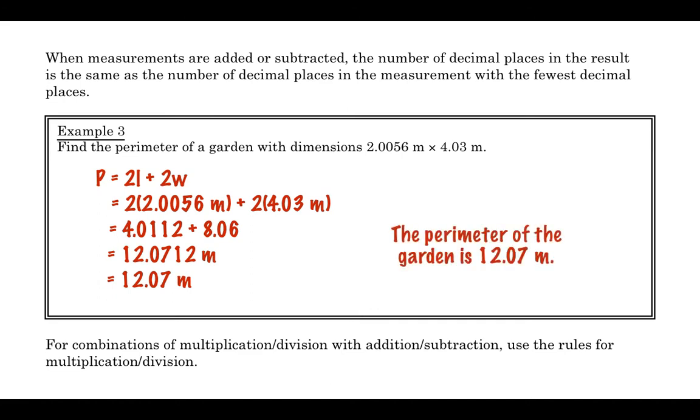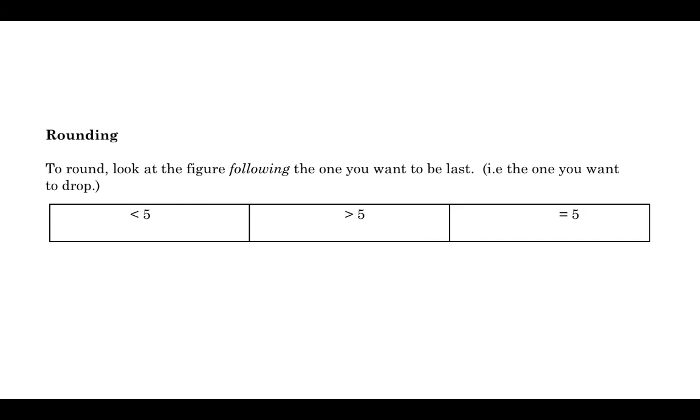Okay. This is a little caveat down here. When we use multiplication and division with addition and subtraction, you just use the rules for multiplication and division. And for the most part, those rules, the ones for multiplication and division, are the ones that are the most important, because very rarely do we just add. Okay? So let's talk about rounding.